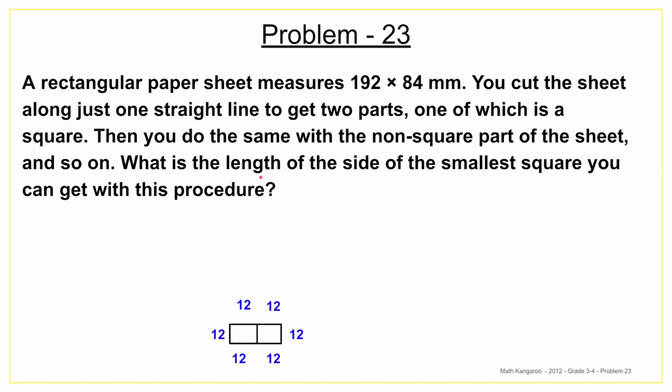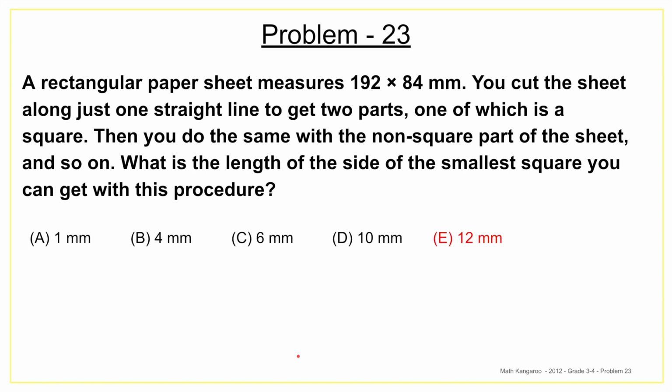Now our question says, what is the length of the side of the smallest square you can get with this procedure? So the smallest square we get is 12 mm. So the answer is option E, 12 mm.